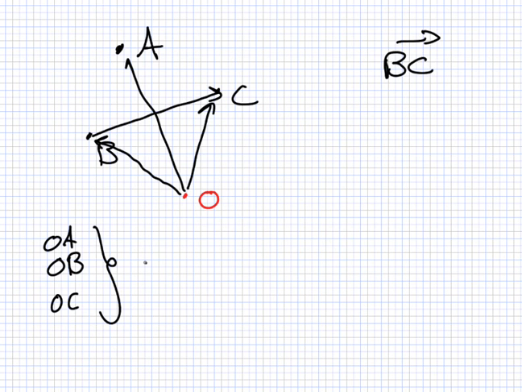These are actually called position vectors, which is the name of the lesson. And basically a position vector is any vector that starts at the origin O. That's all a position vector is. So it's nothing fancy. Just if it starts with an O, it's called a position vector.